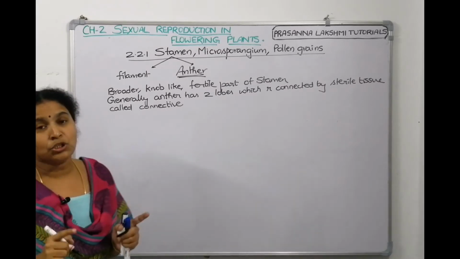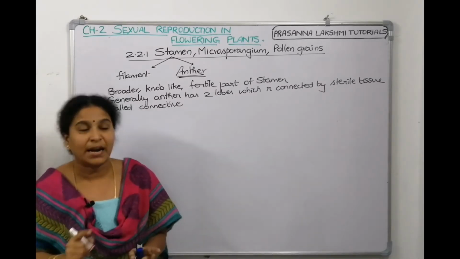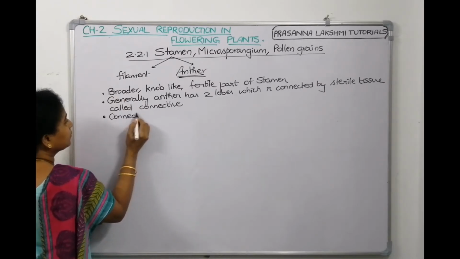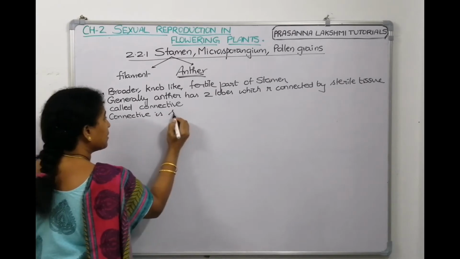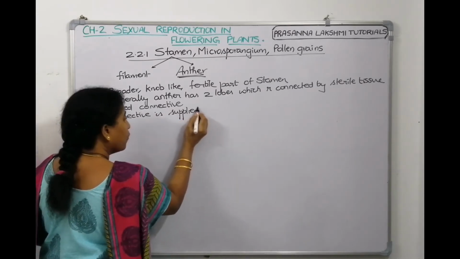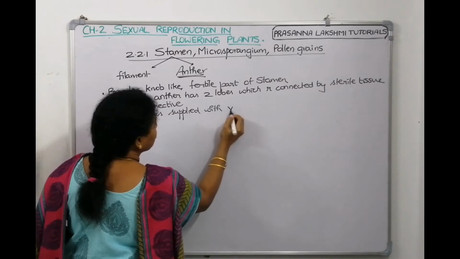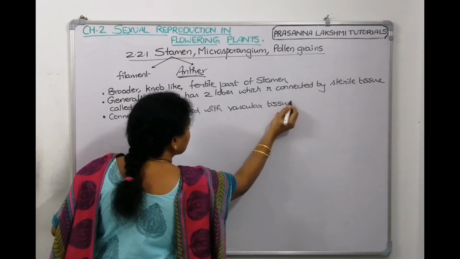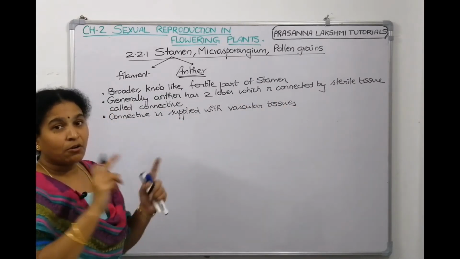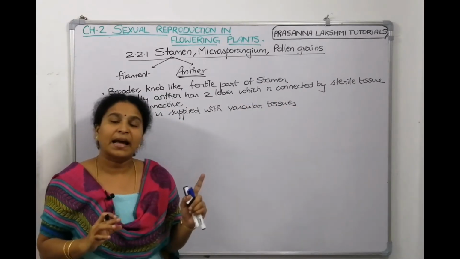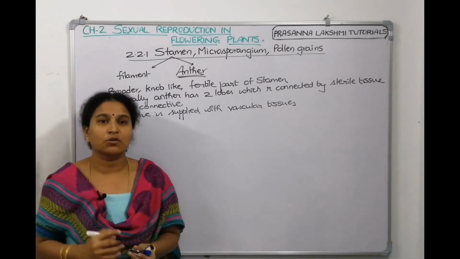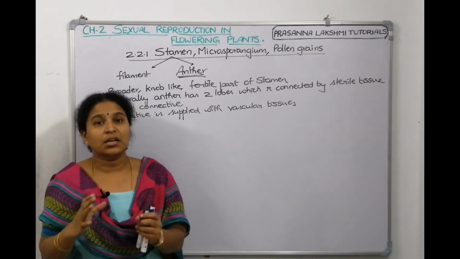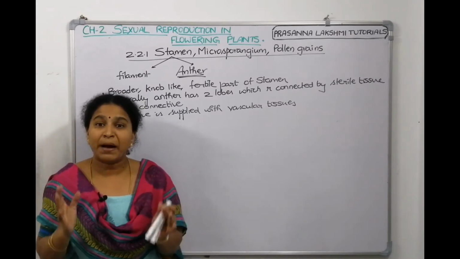Now this connective tissue is supplied with vascular strands. Connective is supplied with what? It is having vascular tissue, that is, xylem and phloem. When we draw the picture of microsporangium and anther, you can understand where the connective is located. And we are telling that anther is a knob-like structure. Generally, a stamen has two anthers, so it is bilobed.